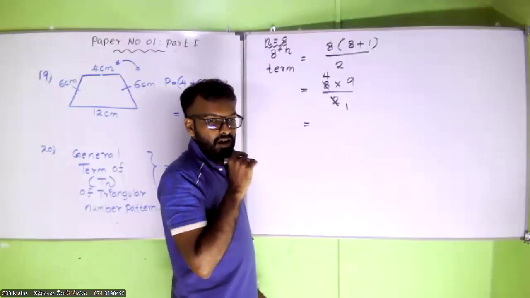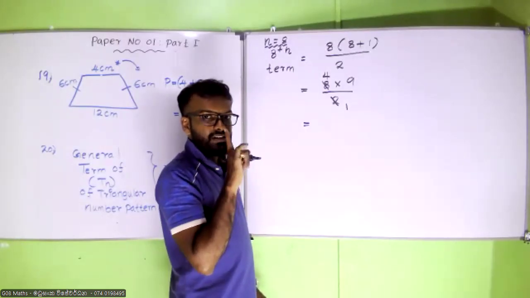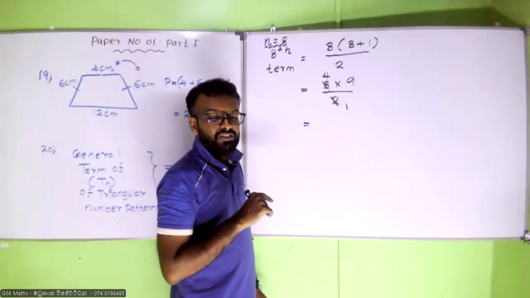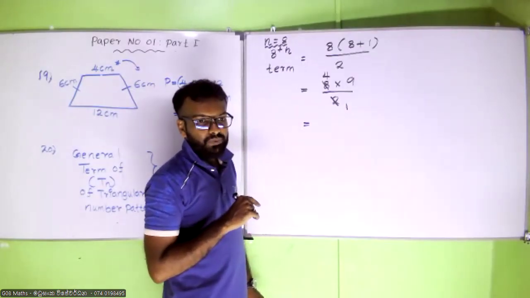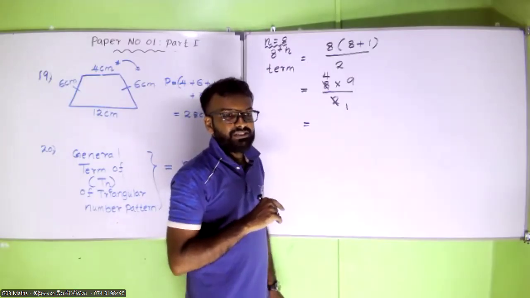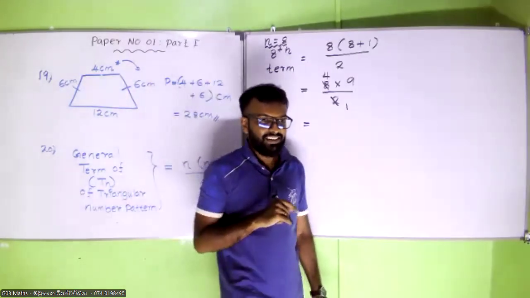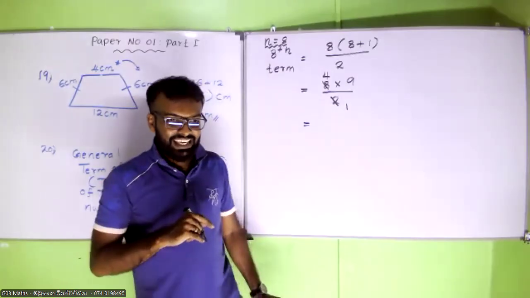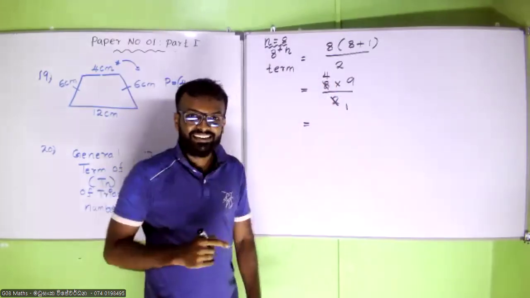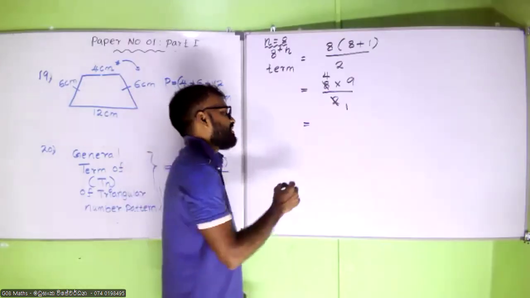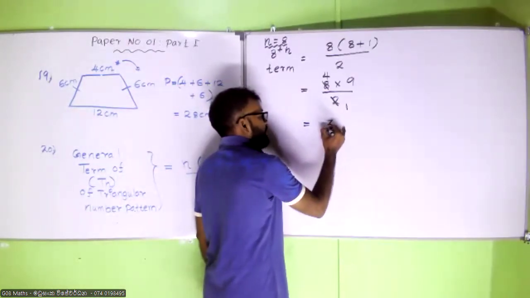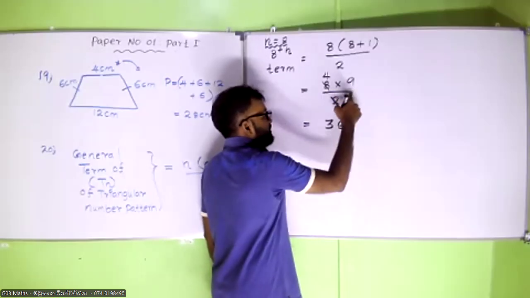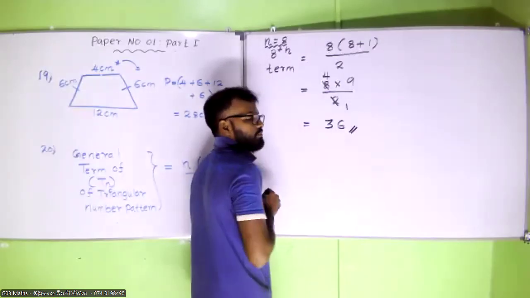Senoli, 4 times 9. Parat, wait. Your answer is wrong. Parat, Senoli, what is 4 times 9? What is the value of 4 times 9? 36. Yes, 36. Bharat, you gave me 32, right? So the 36 divided by 1 is 36. So this is your answer. Correct?